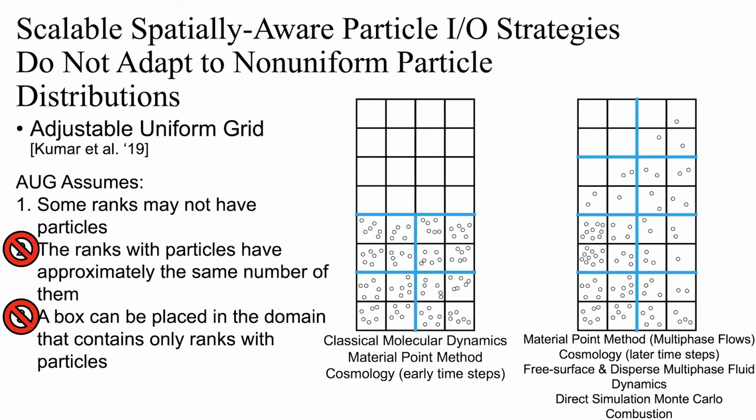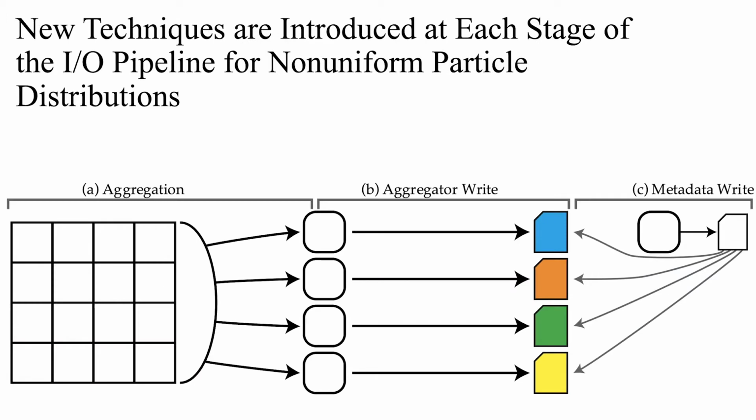These distributions can happen in a large number of simulation domains listed here. So material point method, cosmology, as gravity acts on the particles and clumps them closer together, and free surface and dispersed multi-phase fluid dynamics, or direct simulation Monte Carlo, and combustion simulations. A new approach is needed to provide scalable I/O while outputting a viz-tailored data layout for these simulations. So our work introduces new techniques at each stage of the I/O pipeline to achieve high-performance I/O on these distributions.